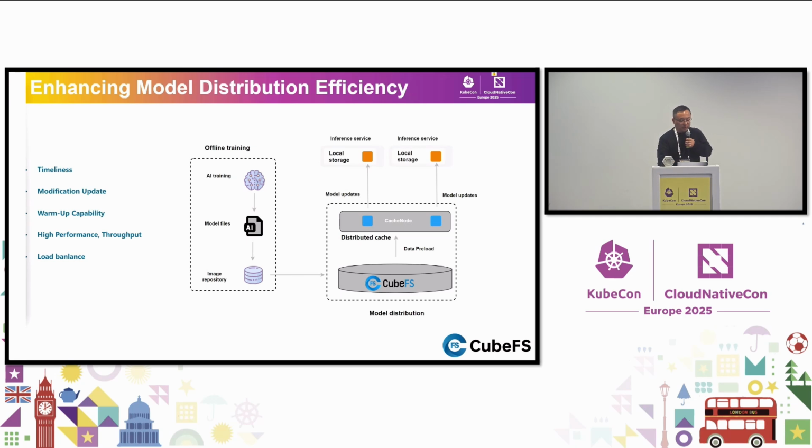As the chart shows, firstly, the system should have the ability to distribute models promptly. The cache system, or CubeFS, supports path configuration. When a file is written within the configured path, it can be synchronized to the endpoint of the distributing cache system, achieving pre-warming during the write process.